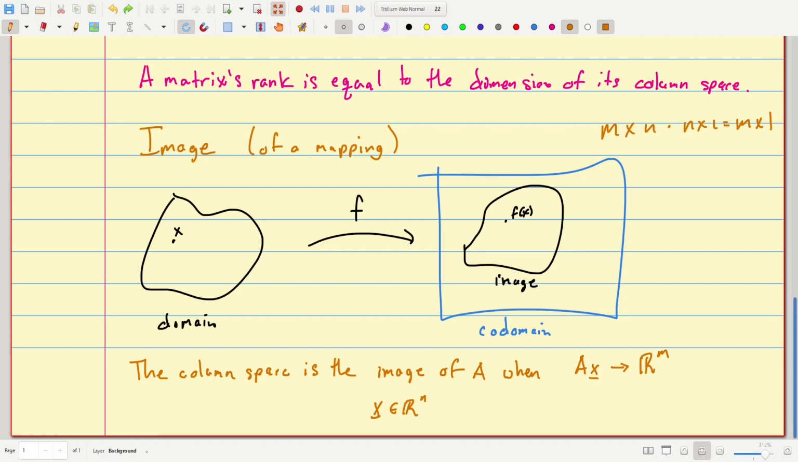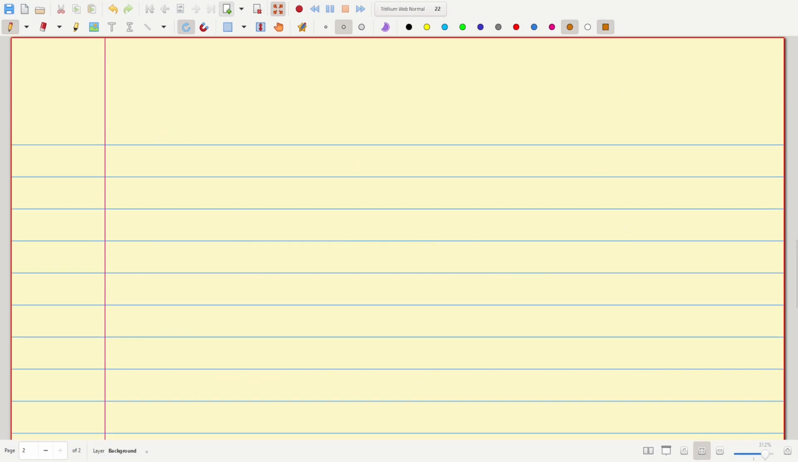All right, so one of the things to make sure that you're aware of are the things that are connected to the rank of a matrix.